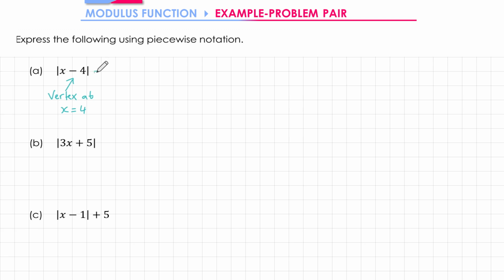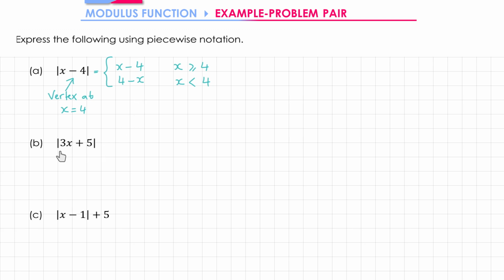That tells us our piecewise notation will consist of two intervals. x is bigger than or equal to 4, and x is less than 4. So when x is bigger than 4, inside the modulus bracket will be positive, and so taking the mod of it will not change the value. That means in that section, my function is simply x minus 4. If we put a value of x in that's less than 4, that means inside the brackets will be negative, and that means the modulus function will be making it positive. So we'll no longer have x minus 4, we would have minus x plus 4. But typically, we would instead write that as 4 minus x.